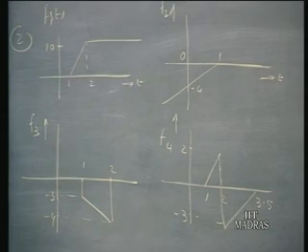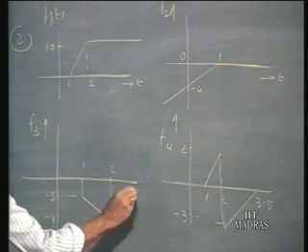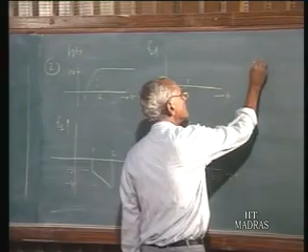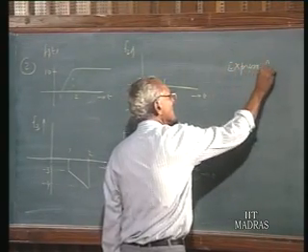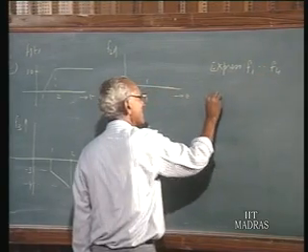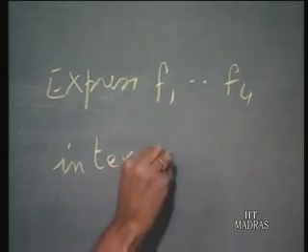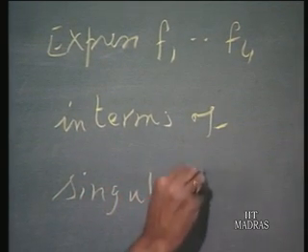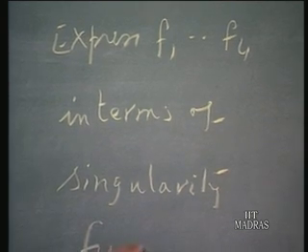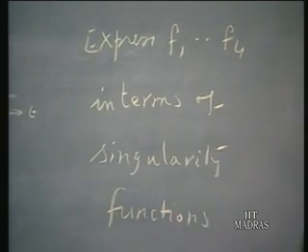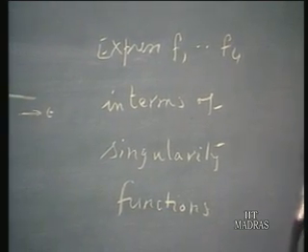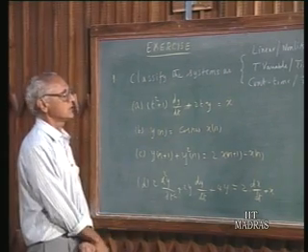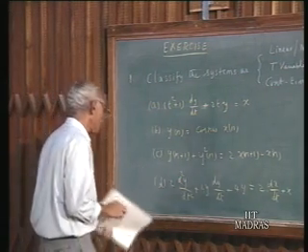The x-axis is always in seconds. For the functions f1 to f4, you express them in terms of singularity functions. So in terms of step functions, ramp functions, etc., you find expressions for these in terms of step functions and ramp functions, that is, the singularity functions. That is the second problem.